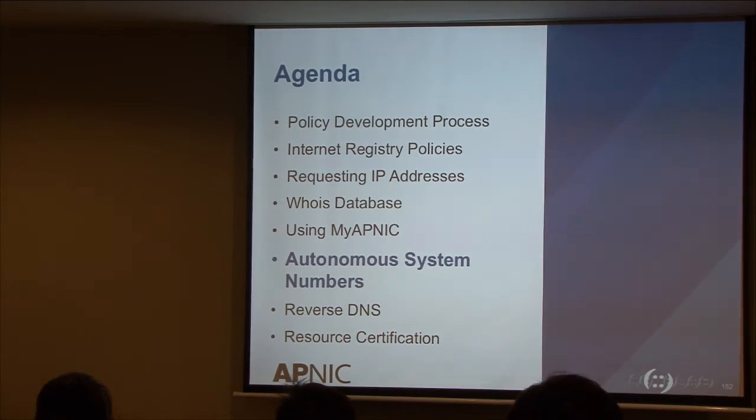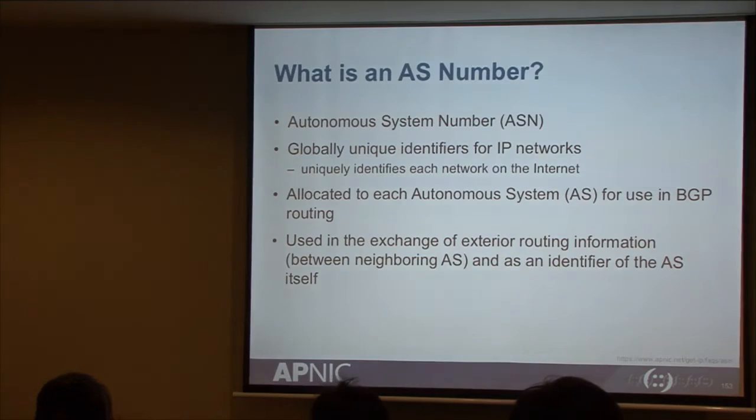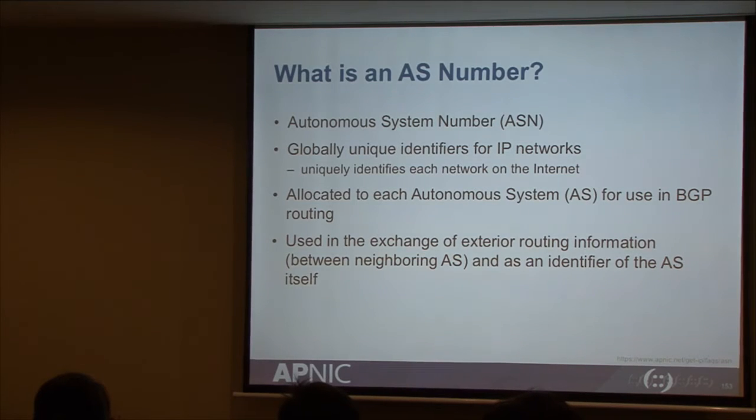One resource you can apply for from APNIC. And the AS number is a globally unique identifier for IP networks. In fact, the full name should be autonomous system number, AS. AS is used for a group of routers that have the same routing and administrative policies for themselves. We call this one autonomous system, just a group of routers.